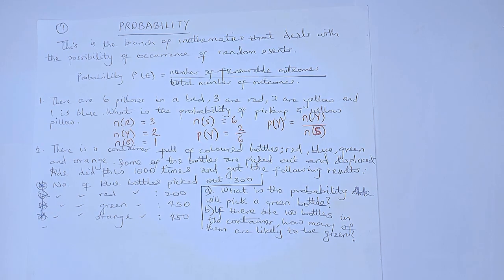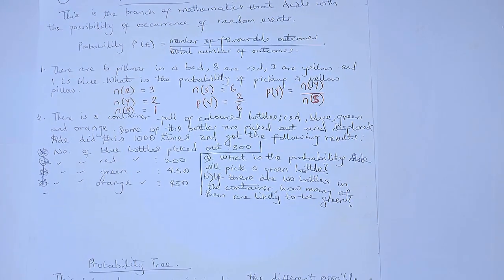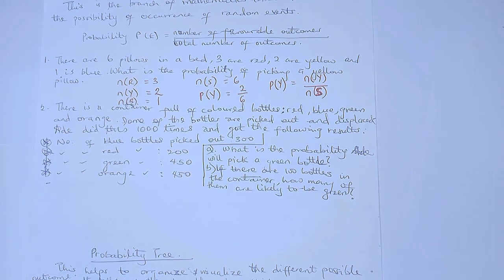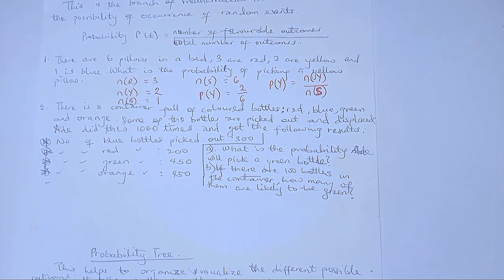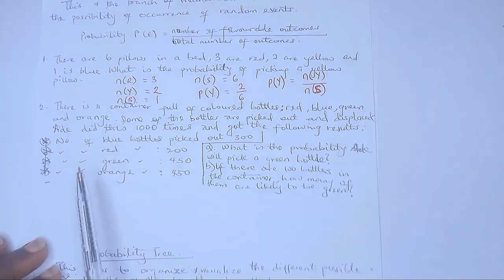Now we'll go on to the second question that says, there is a container full of colored balls: red, blue, green, and orange. Some of the bottles are picked out and displaced. Ade did this 1,000 times and got the following results. Now, these are the results he got.